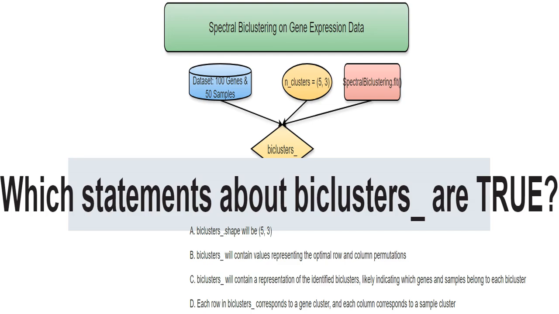This is also wrong. While the algorithm uses permutations internally, biclusters itself doesn't directly store them in a format I can easily interpret. It focuses on the cluster assignments instead.